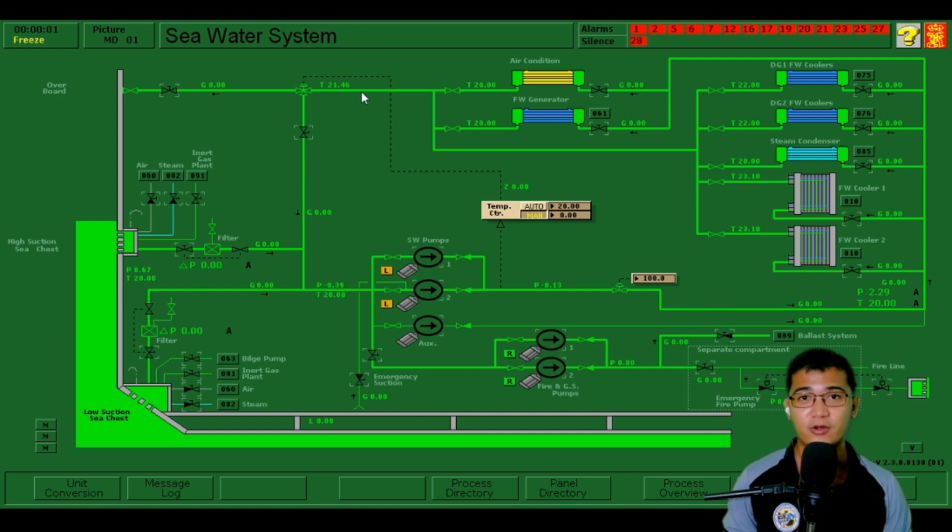To start with our first piping diagram na pag-aaralan, we will be discussing the seawater system of a ship. Here we will see the various symbols that we have discussed earlier. We have here our filter, our signal line, our process line. Kulay green meaning it's seawater, yung fluid na dumadaloy dito. We have also our manual valve.